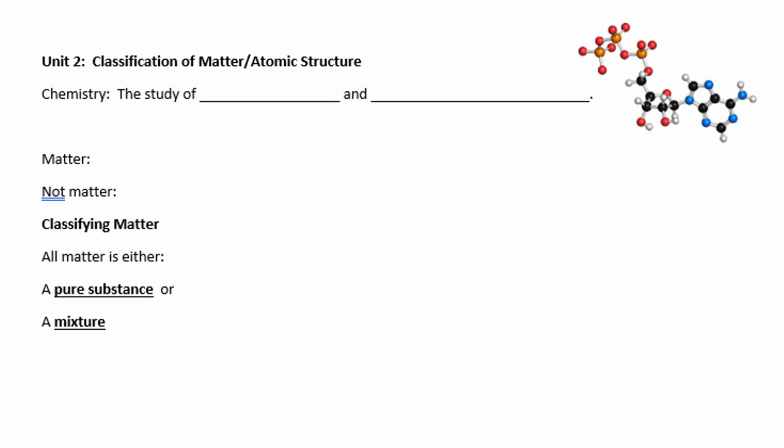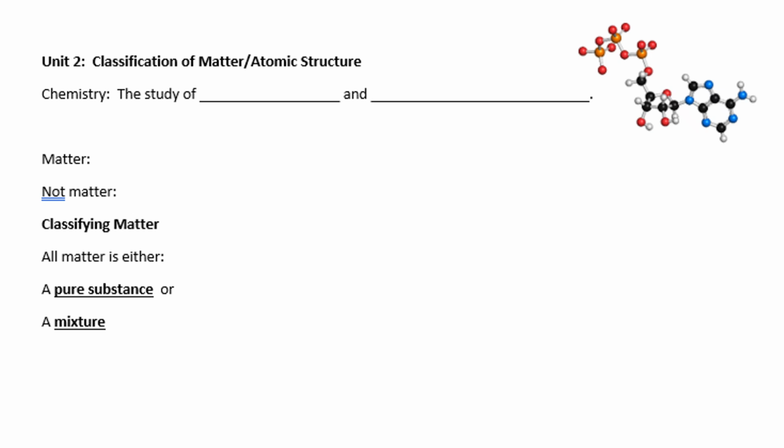Right, we're going to start off Unit 2, which is mostly about atomic structure. We're going to begin, though, talking about how to classify matter, because when we can classify something, a lot of times we understand it and are able to organize it in our heads a little bit better. So the first thing we have to do is talk about what chemistry is.